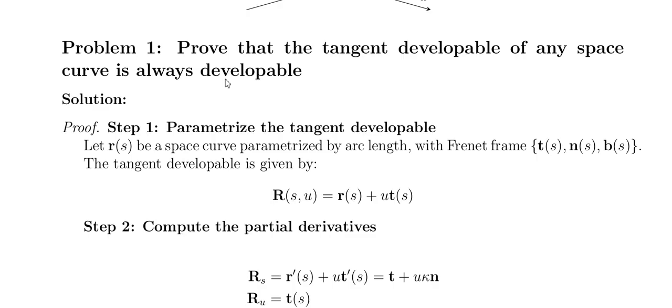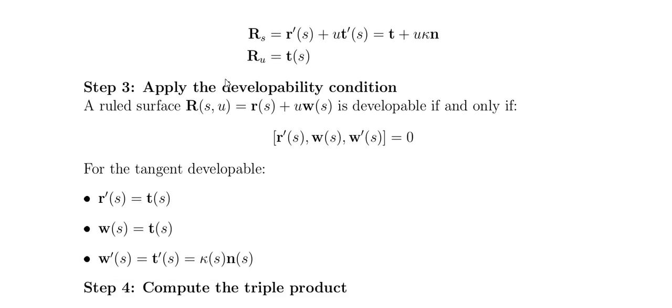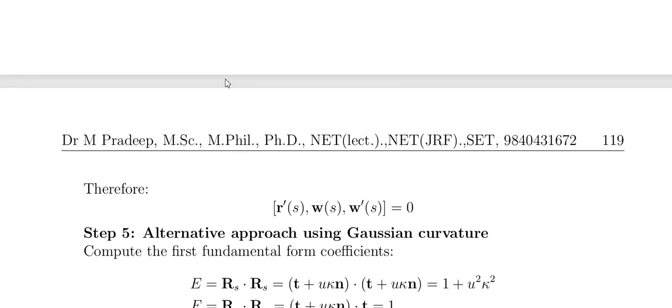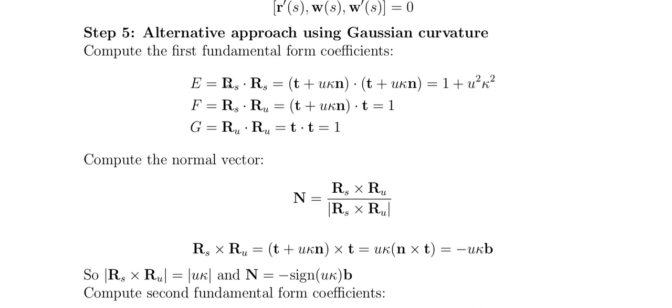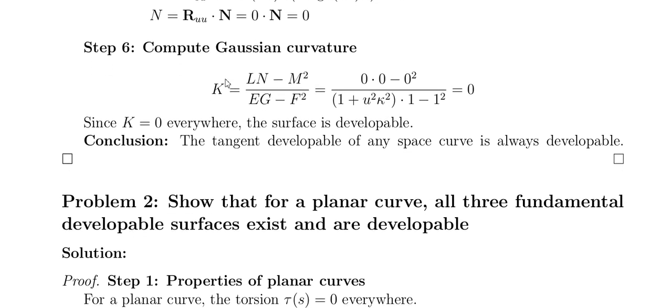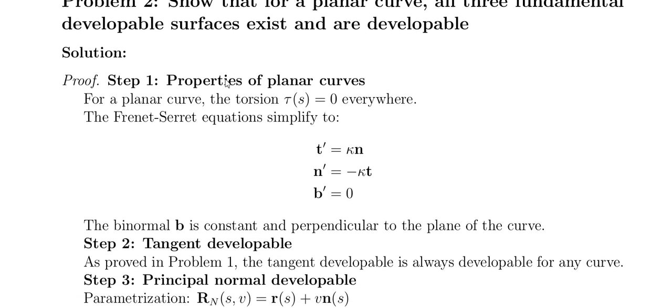So we prove that the tangent developable of any space curve is always developable. Okay, that is a very important result. Take the tangent developable, just apply the triple product formula and you get the result. The Gaussian curvature comes out equal to 0. So the tangent developable of any curve is always developable.